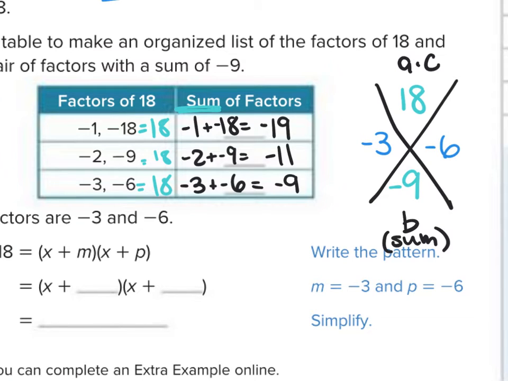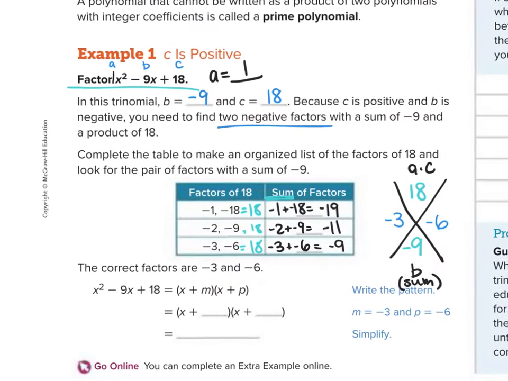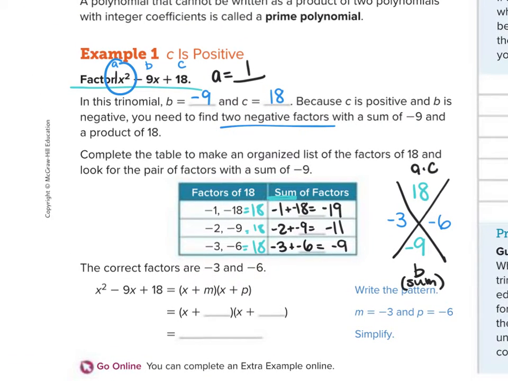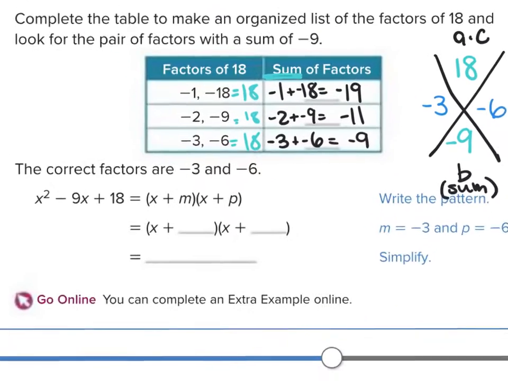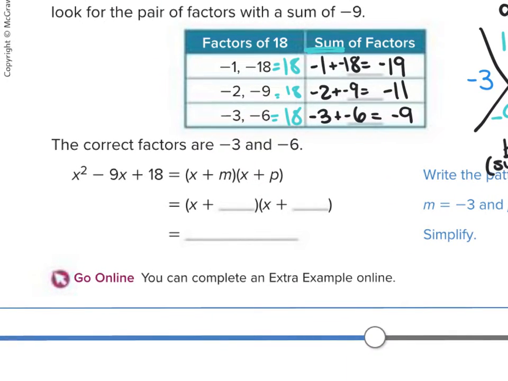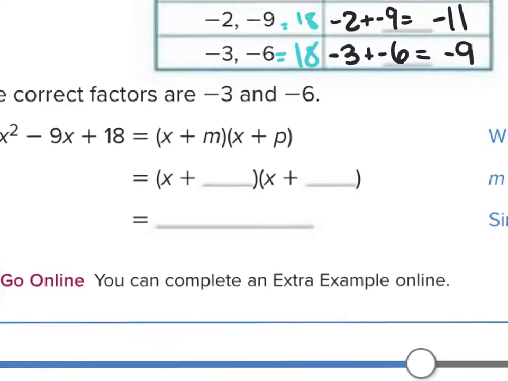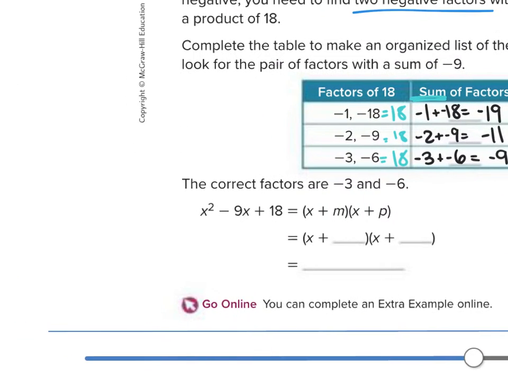Setting it up. Okay, their first factor up here was x squared, right? What do you multiply x by to get x squared? Like if I give you x times x, y times y, what's that equal?